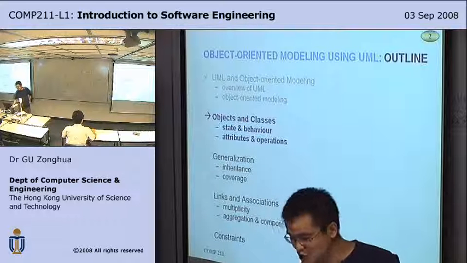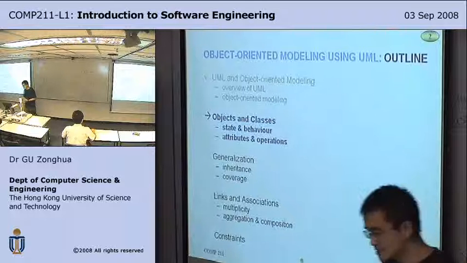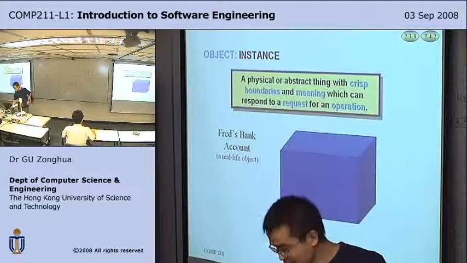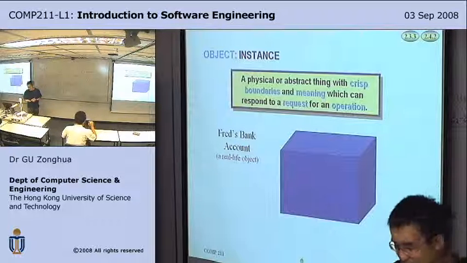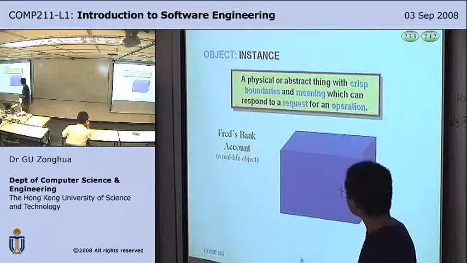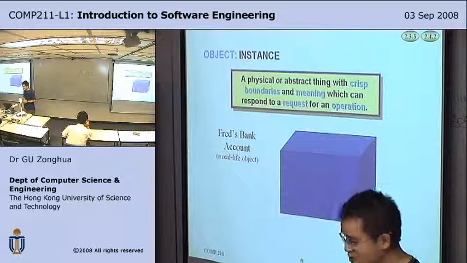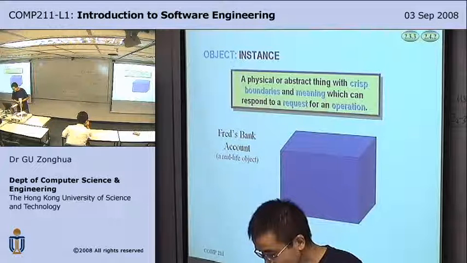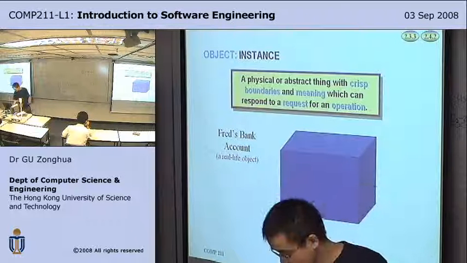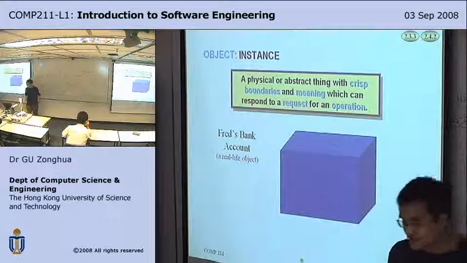So, the distinction between objects and classes. I've been talking about objects so far, but sometimes it's more accurate to refer to classes. The difference is that an object is an instance. It is a physical or abstract thing with crisp boundaries and meaning, which can respond to a request for an operation. So here's an object: Fred's bank account. It's a concrete thing that exists in a bank.